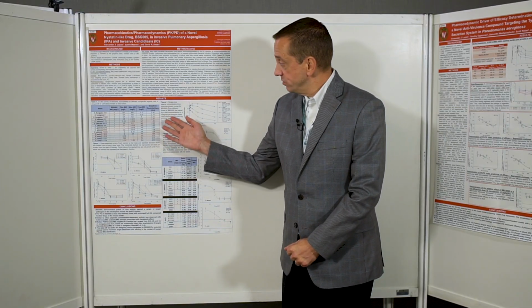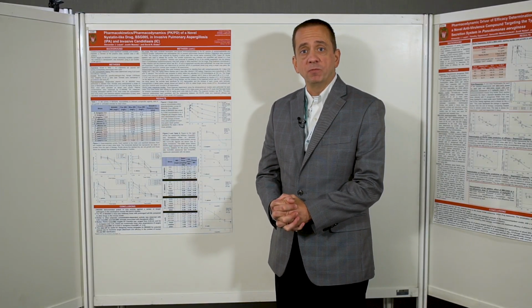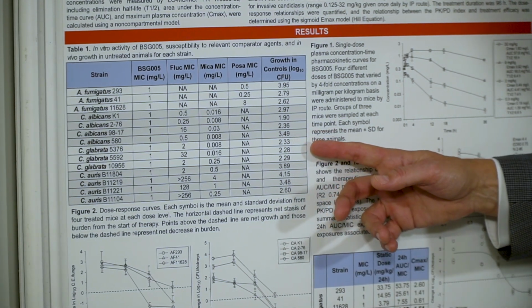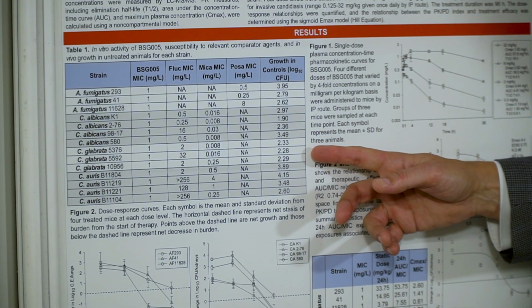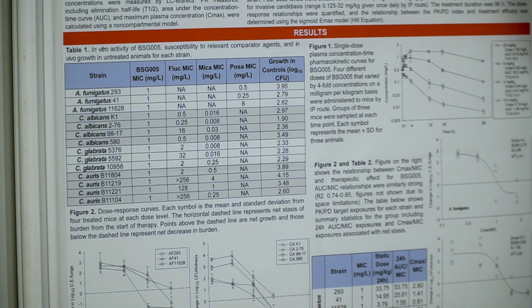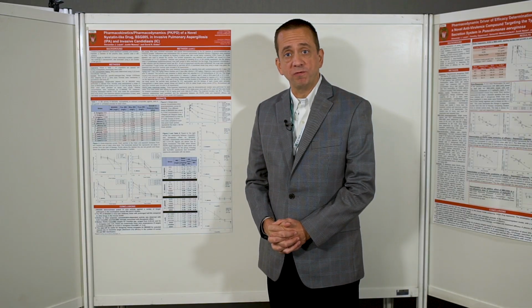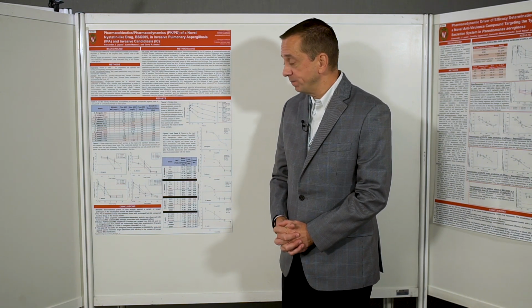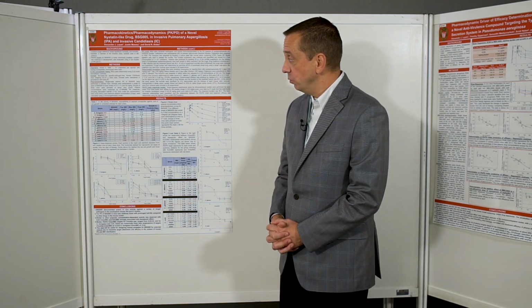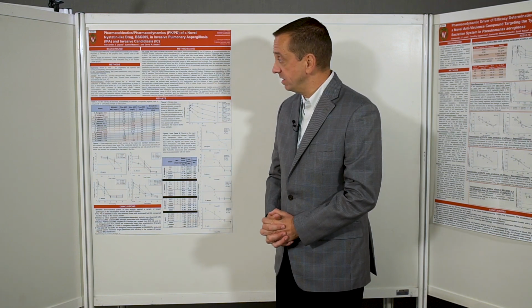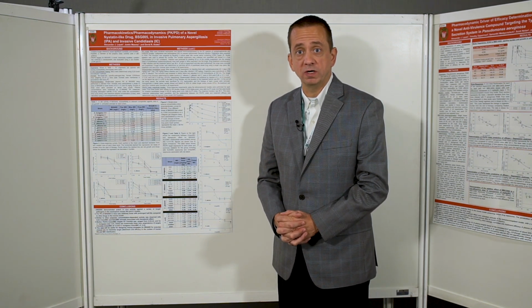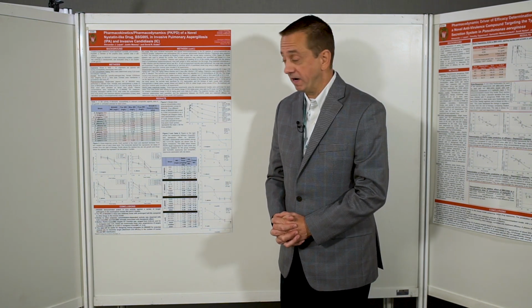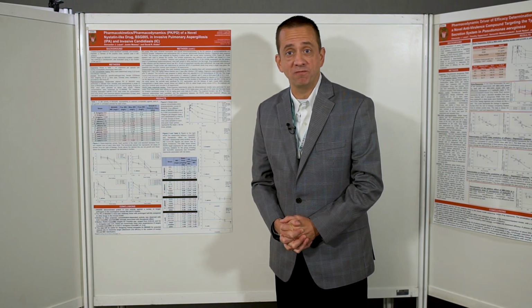We'll jump right ahead to results here, and we have a very large table showing the in vitro activity of ESCMID against the various strains that we used for Aspergillus and Candida. We had 3 Aspergillus fumigatus strains, 4 Candida albicans, 3 Candida glabrata, and 4 Candida auris. And you will note, I'm sure, right away that the MIC variation was extremely small. In fact, there was no variation. They were all an MIC of 1.